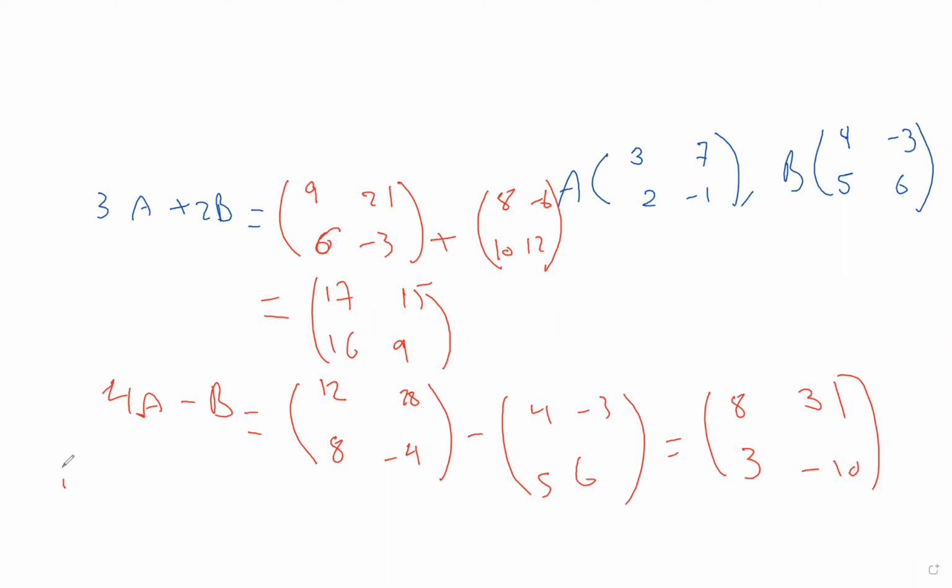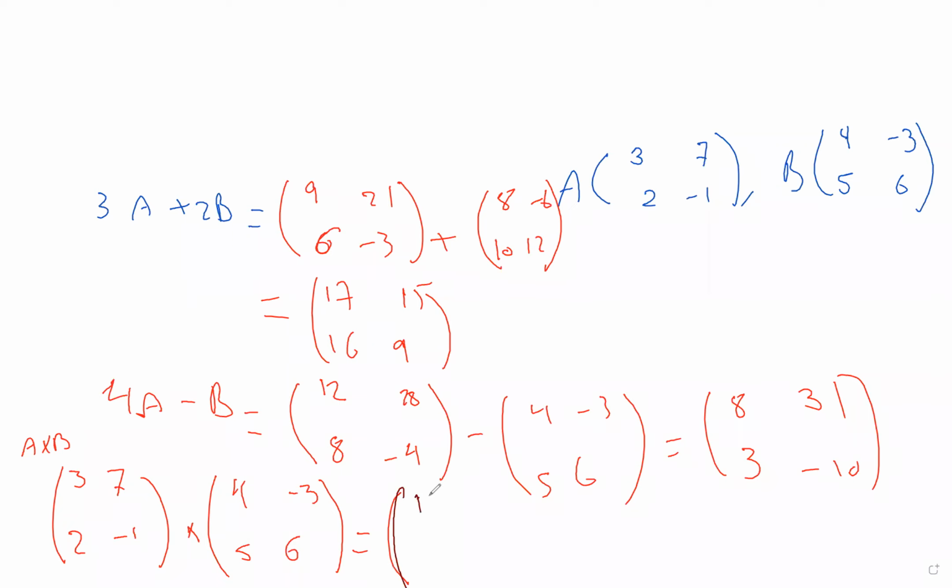اوكي لو عايز هنا عندنا AB، A times B، كله ركز كده. ادي ال A times B يعني 3 and 7 2 negative 1 times 4 and negative 3 5 and 6 equals. بنعمل row times الكولم، first row times the column. 3 times 4 is 12.